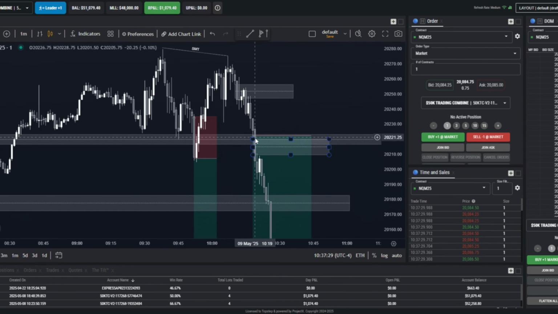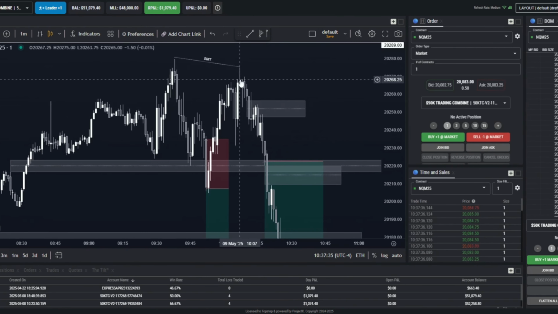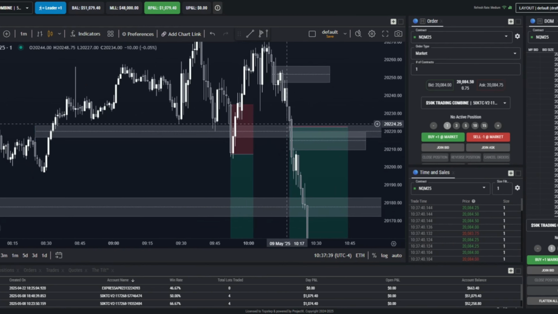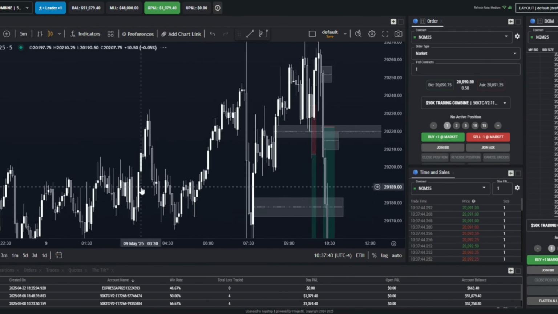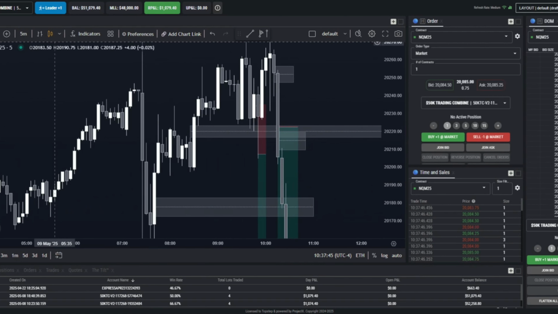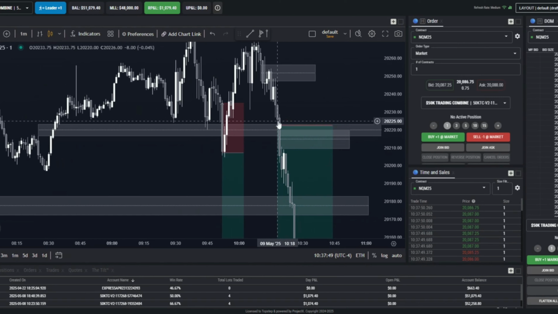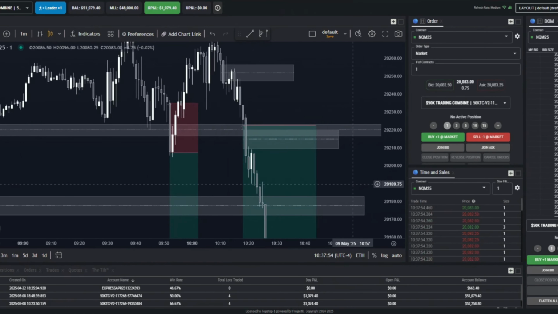Okay, started displacing down. I still did not want to enter around here. I wanted to see a nice change in the state of delivery, even though I did get the change in the state of delivery here. But what really truly set the confluence was once again we closed underneath this 5 minute bullish PD array. And on the 5 minute this time we actually closed underneath it on a little bit of a higher time frame in comparison from the 1 to the 5. So we inversed this 5 minute. Okay, we have a nice change in the state of delivery.